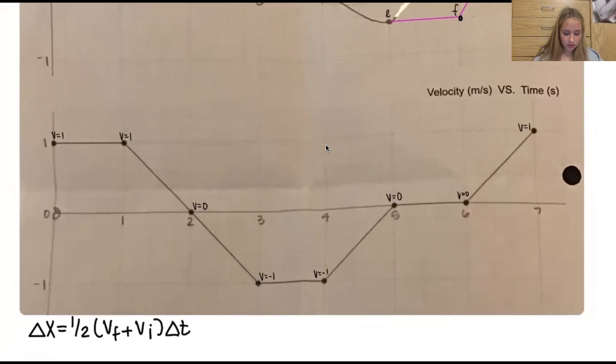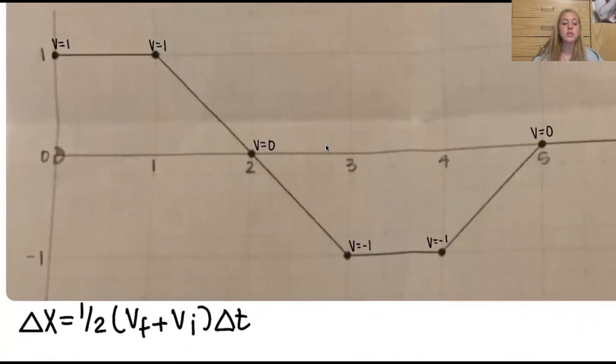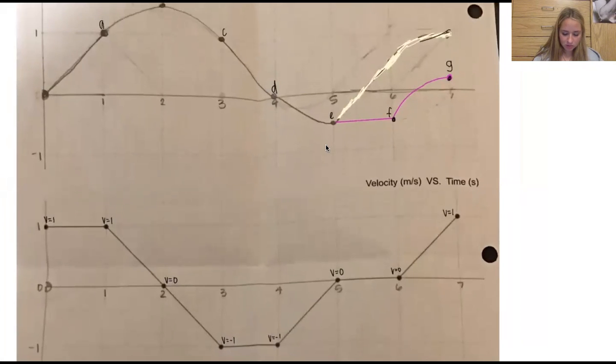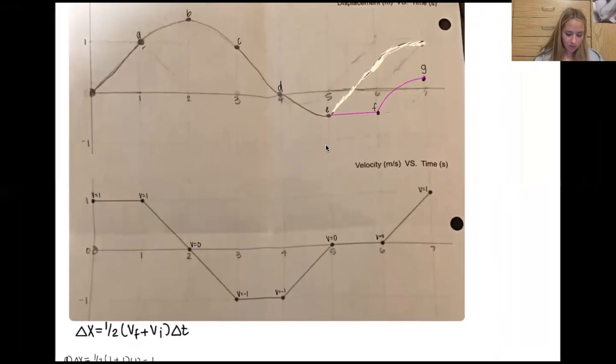And then using the displacement formula, where displacement equals 1/2 of the velocity final plus the velocity initial times delta t, I was able to turn that graph into this graph. And I actually made a little mistake right here, which I realized while redoing my calculations, so I just crossed that out. And hopefully that doesn't look too messy. So I labeled each point A, B, C, D, E, F, and G.